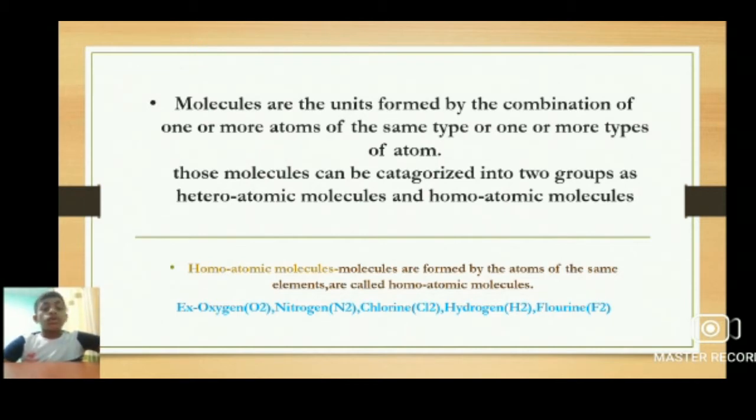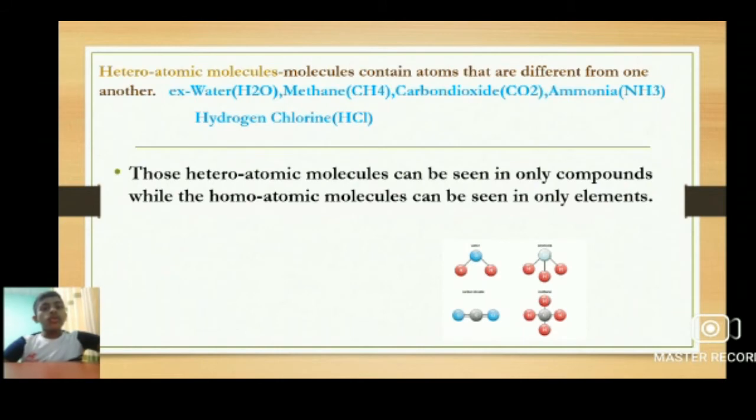As examples for homoatomic molecules, oxygen is O2, nitrogen is N2, chlorine is Cl2, hydrogen is H2 and fluorine is F2. Those are the examples for homoatomic molecules. Okay, now we identify heteroatomic molecules. What are heteroatomic molecules? Molecules that contain atoms that are different from one another are called heteroatomic molecules.